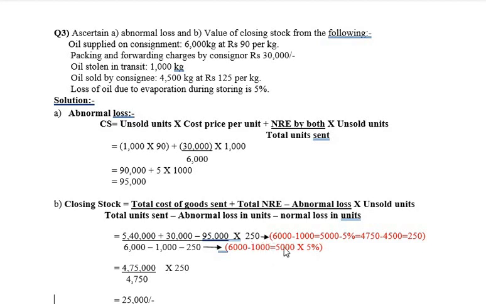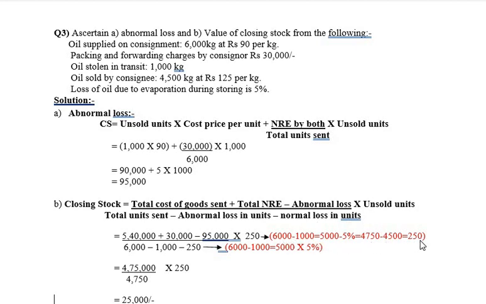Now unsold units, we need to calculate this. How do we calculate the unsold units? Here it is. That is 6,000 units which were consigned. So 6,000 minus 1,000 because they were stolen will give you 5,000. On this 5,000, if you give 5%, which will be 250. So 5,000 minus 5% will give you how much? 4,750, minus 5,500 which were sold. These were the goods which were sold, which will give you 250.